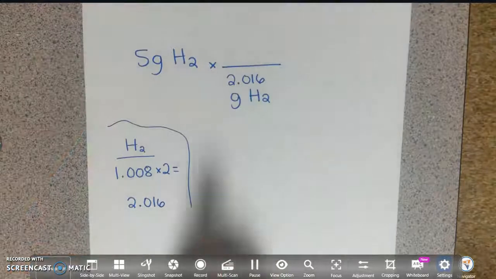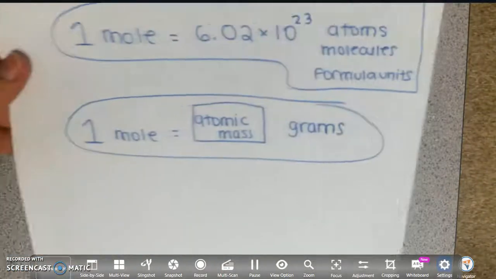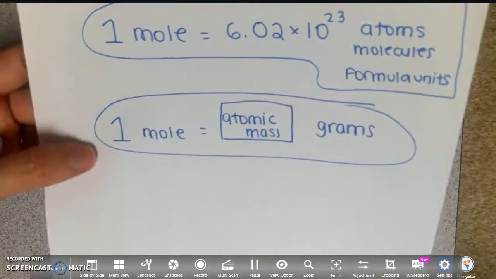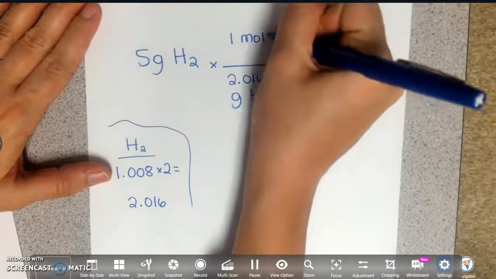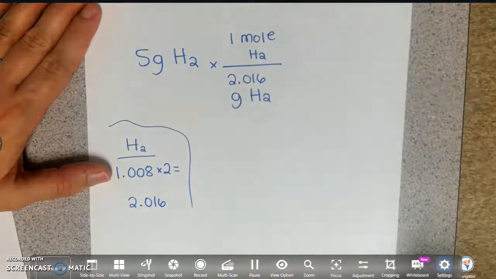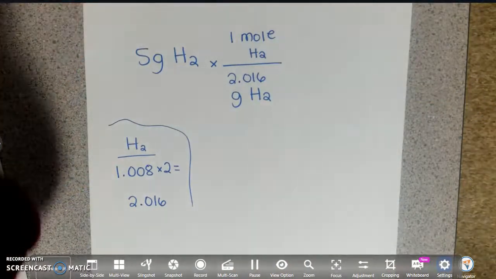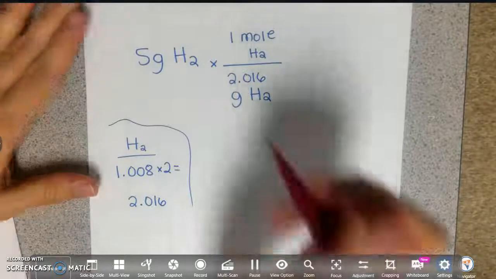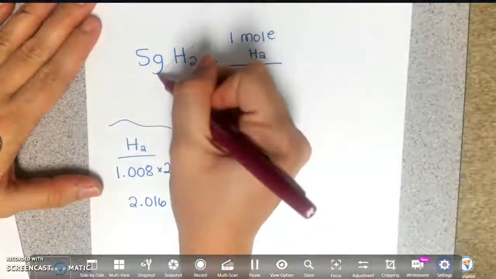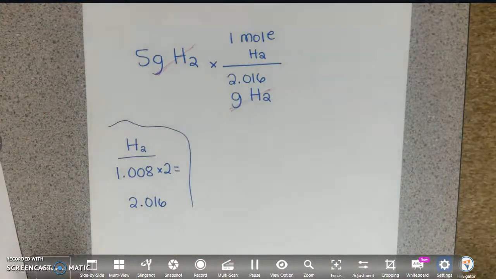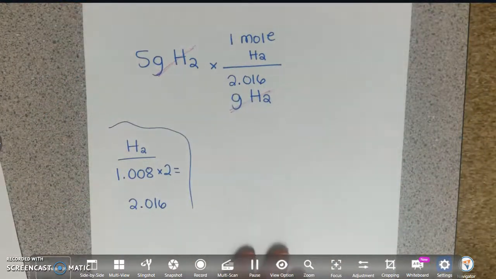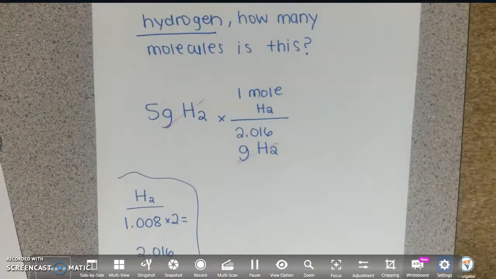2.016. Whatever your atomic mass is, the other side will always be 1 mole. So 1 mole of hydrogen. Now, this grams unit has canceled out. There's a unit up top, and then the unit at the bottom. That is canceled. Now we have the unit mole. The question didn't want mole. The question wanted how many molecules is this?